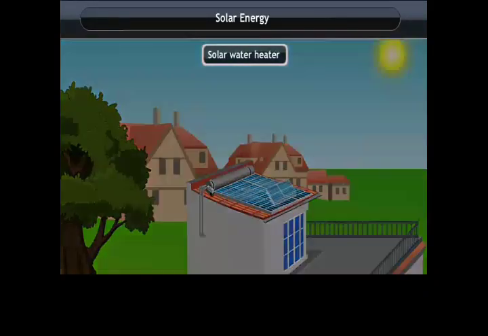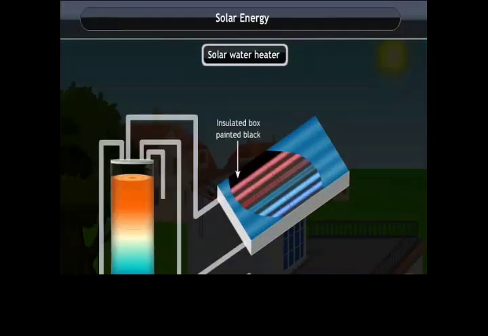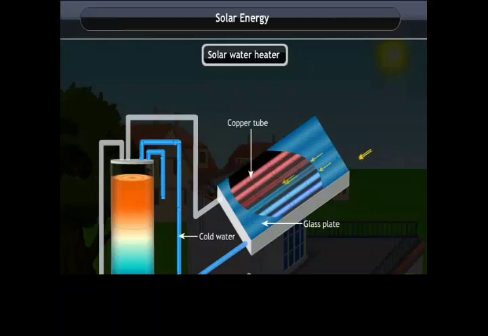A solar water heater has an insulated box painted black inside with a system of copper tubes. It is covered with a glass plate which allows the heat to enter inside but does not allow heat to escape out. When water flows through the copper tube, it absorbs heat and becomes hot.